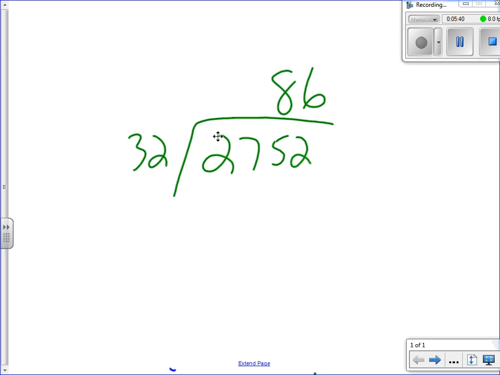So solve it a couple of different ways at home. Make sure you get 86 with your answer. If you don't, please come in and check with me.